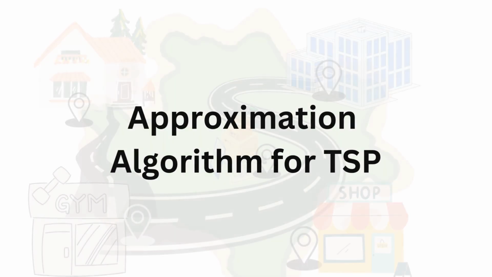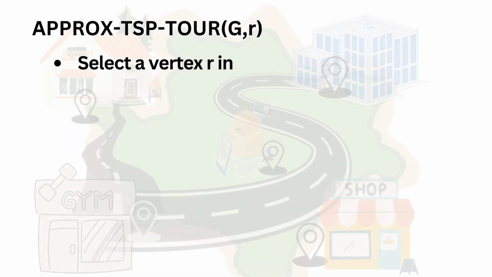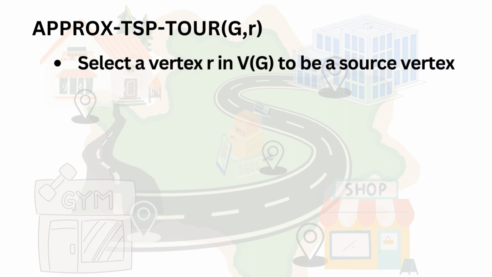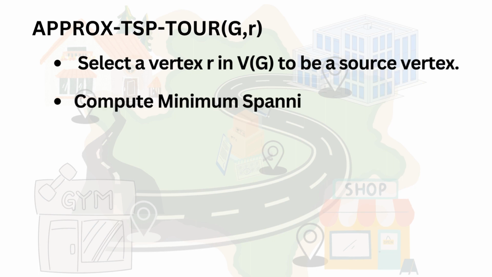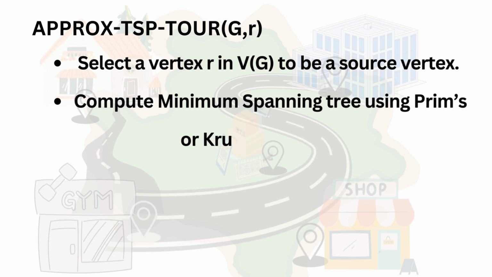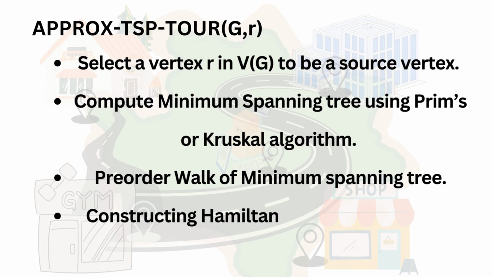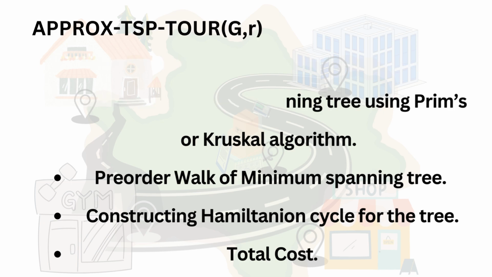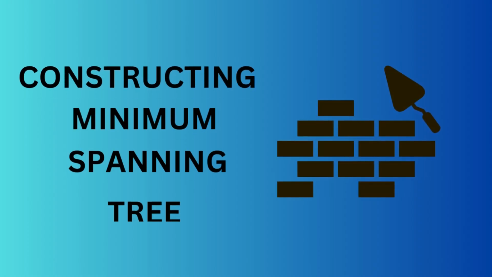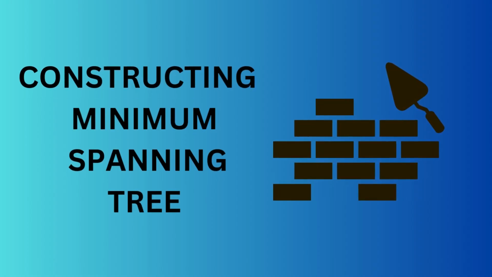For finding the shortest path using approximation algorithm, we need to follow a few steps. 1. Starting with source vertices. 2. Finding minimum spanning tree for the graph using Kruskal or Prim's algorithm. 3. Pre-order walk of MST. 4. Corresponding Hamiltonian cycle. 5. Total cost. Now let us consider warehouse as source and construct a minimum spanning tree.